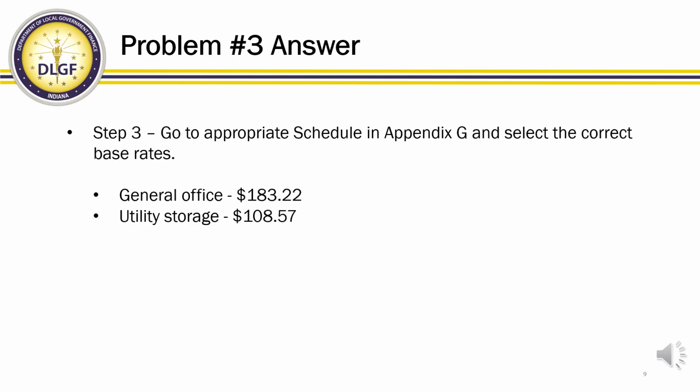So again, under our floor level, we need to make sure we're in the first floor. Under UF, or unfinished, we're going to go to utility storage. We're going to go to our wall type 1 and go over to our PAR of 10, and we're going to find a base rate of $108.57.